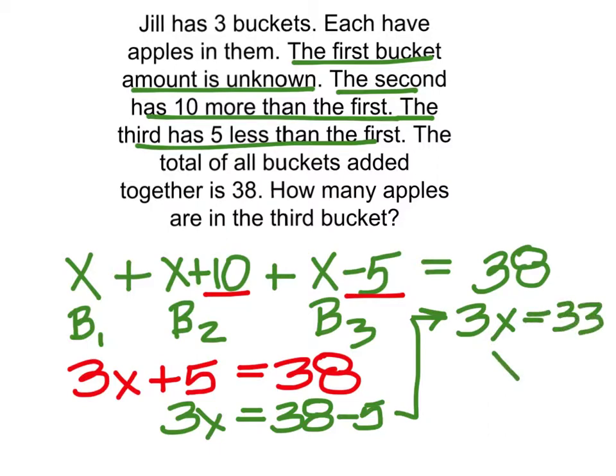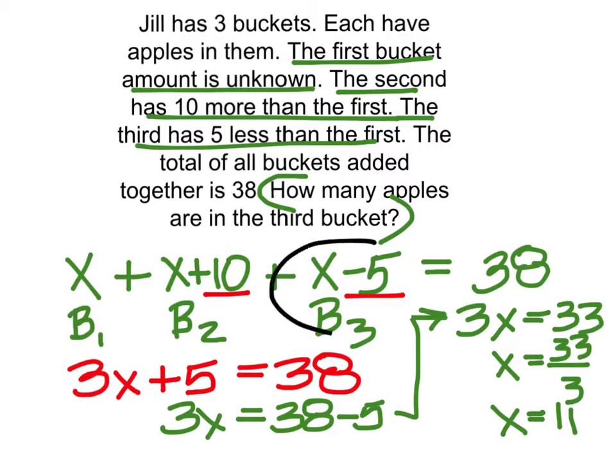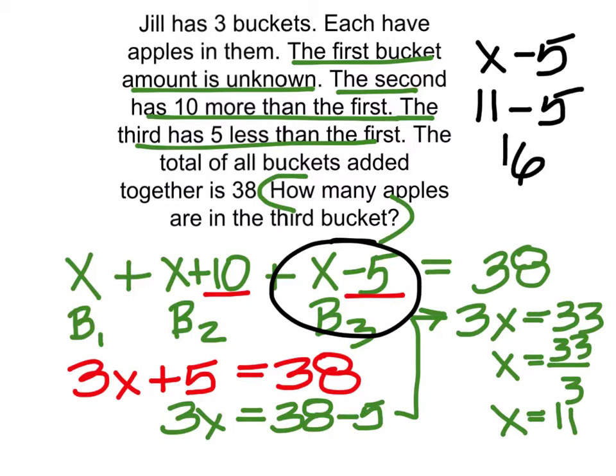33. What do I do to find the answer? Divide by 3. Yeah, divide by 3. So 33 divided by 3 is what? 11 is right. Now 11 is the value for X. We are being asked to find how many apples are in the third bucket. Here is the third bucket. X minus 5. Yeah, so you would do 11, which you found for X, minus 5, and come up with 6.